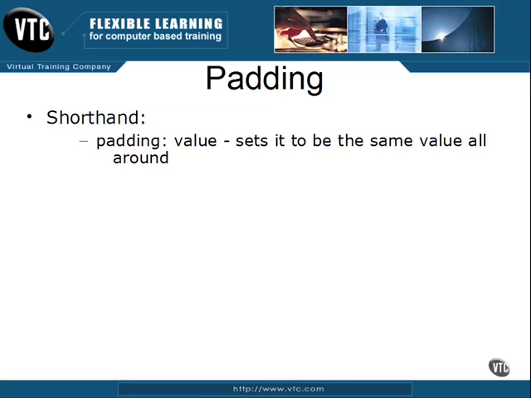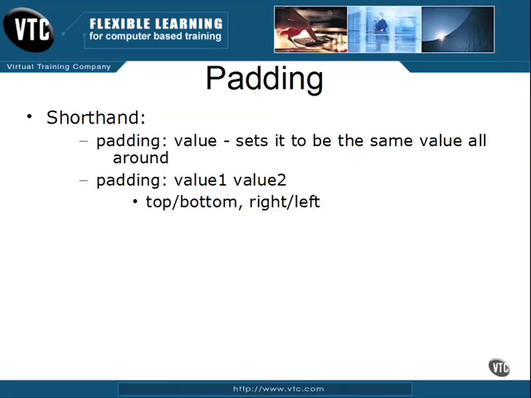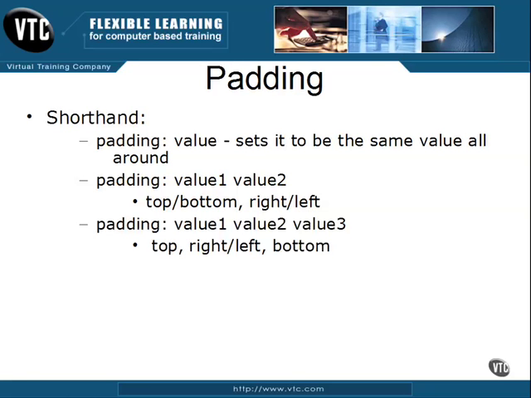Our second way to do our shorthand is padding and then value 1, value 2. What this will do is it will set the padding for the top and bottom with the first value and then the right and left with the second value. The third method of our shorthand uses 3 different values, and with the first value it will set the top, with the second value it will set the right and left hand sides, with the third value it will set the bottom.